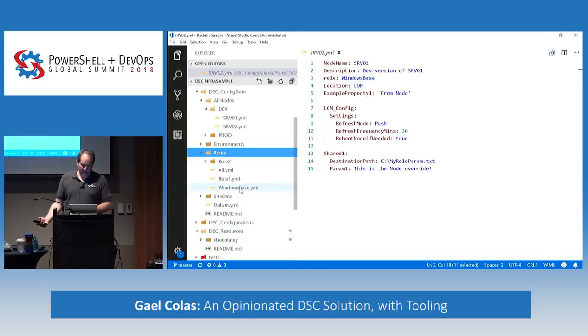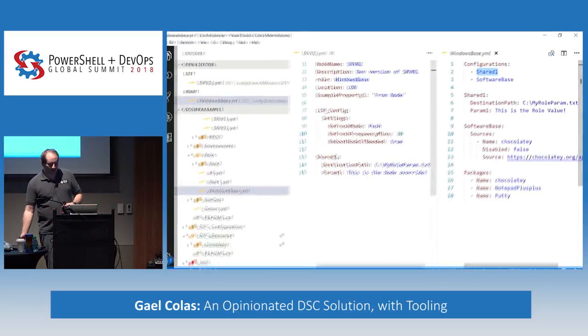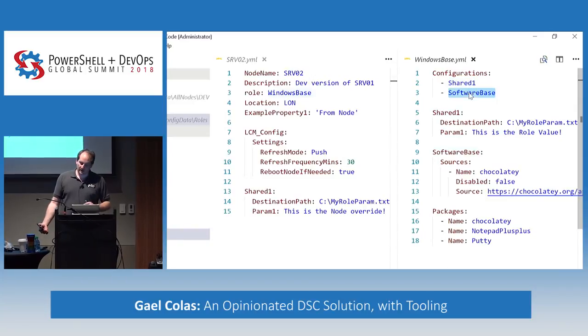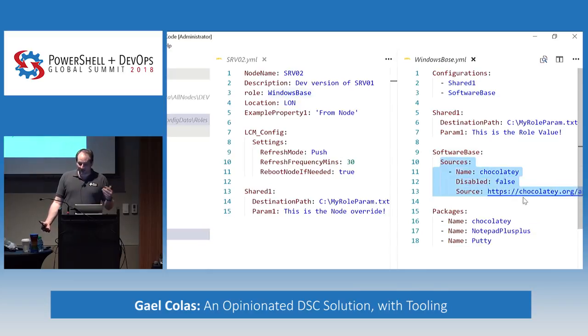So Windows base, open on the side. There you go. You see there are different configurations here, which actually reference the DSC composite resource we imported. And the problem is the packages one is not in the right indentation because of YAML. That's the only downside of YAML, you need to have the right indentation to get the right structure of data. So the packages here are not used for software base. I'm going to show you how to change it. That was actually intentional. I'm going to change the indentation here to make sure it's under software base, which is the configuration defined here.